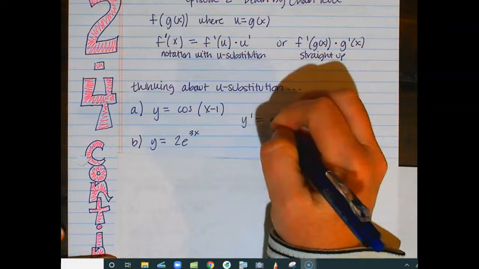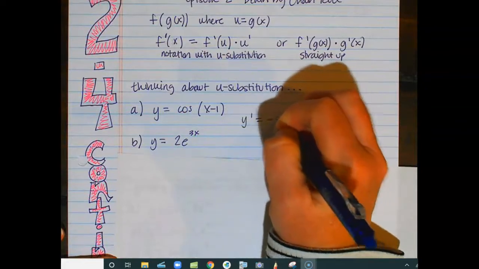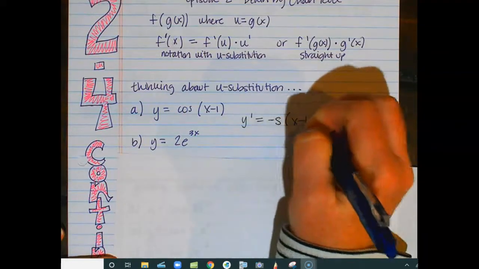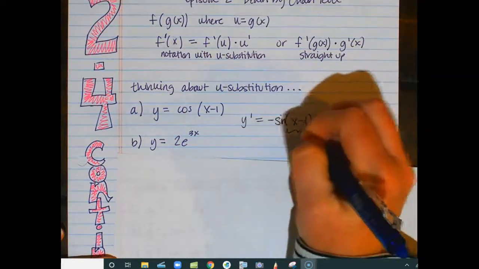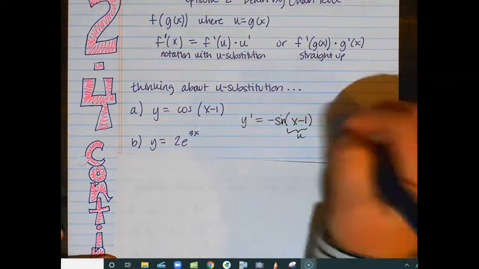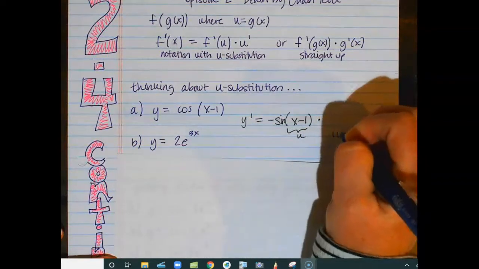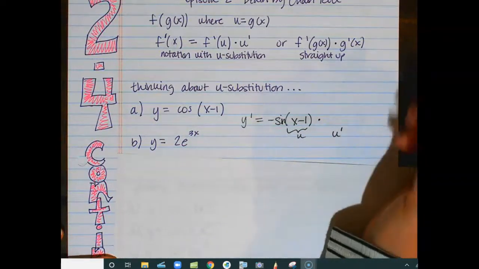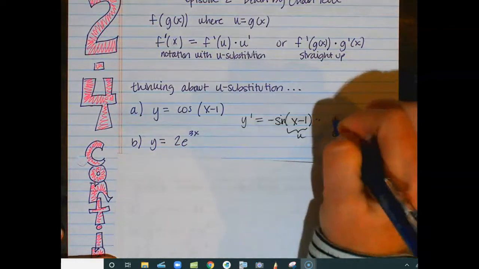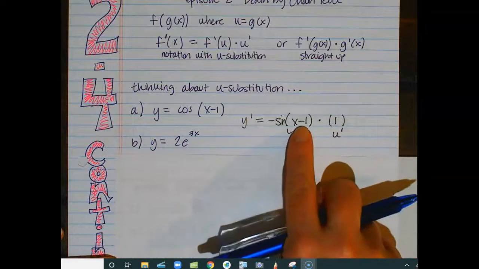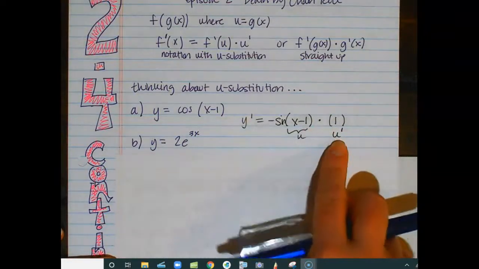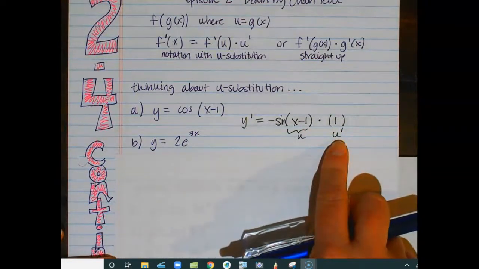So I'm going to say the derivative of cosine is negative sine, so negative sine of x minus 1. This is the u part, times u prime, which is 1. So this was a very simple derivative because the inside function's derivative was 1. So this part is the u, it's the composite function, and we're going to multiply it by u prime.